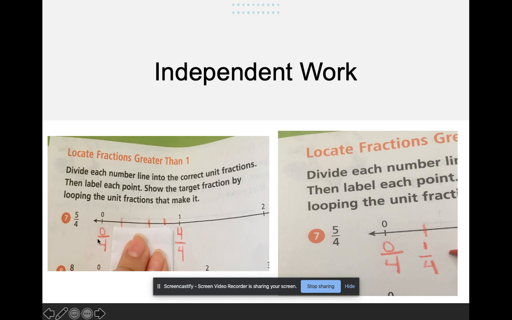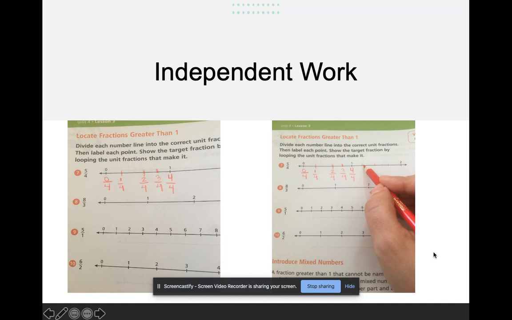So I already know that this point is 0 over 4 because it has a 0. And I already know that 1 is 4 over 4 because we said that when numerator and denominator are the same, it equals 1. So I'm only missing to label the ones that I have here. I'm just going to follow the sequence. 0 over 4 then goes 1 over 4, and then 2 over 4, 3 over 4, and 4 over 4.